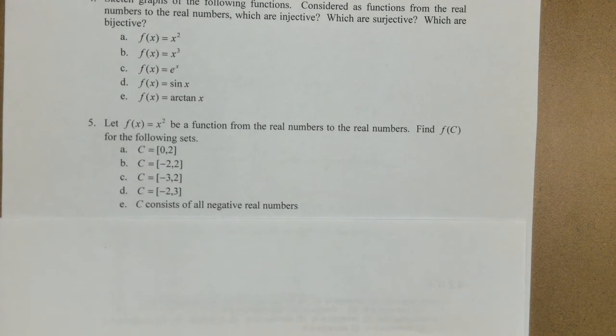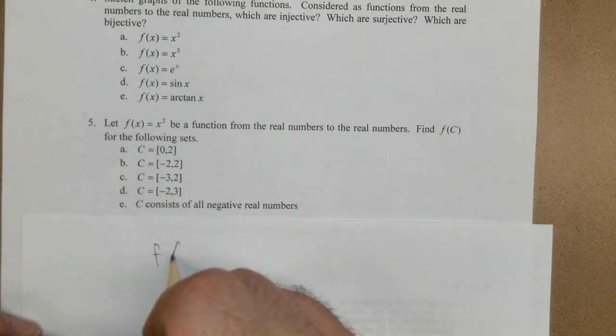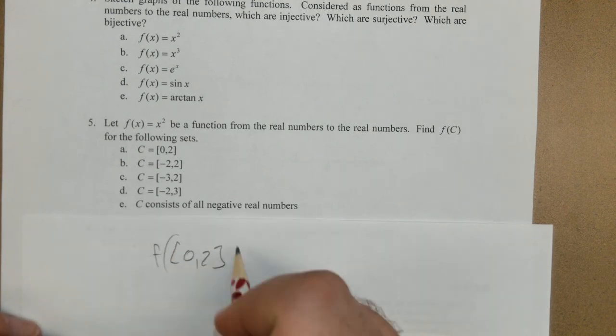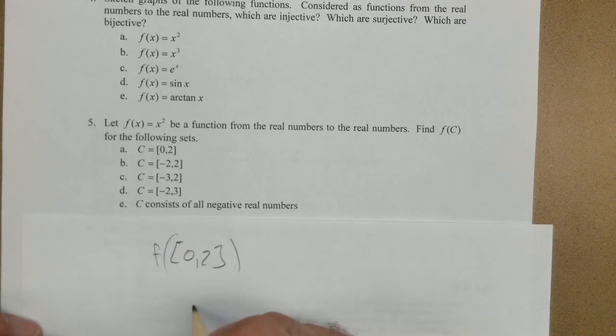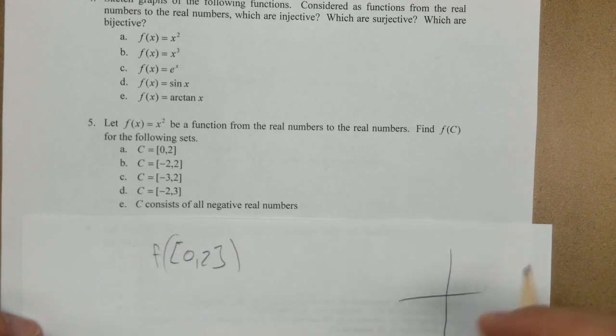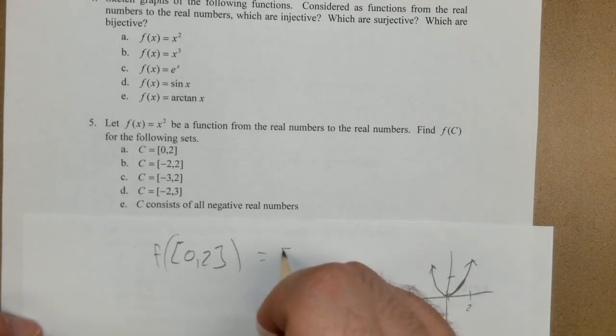So I've got x squared, and I want to talk about the image of these sets. Okay. So the way I'm going to take f of [0, 2] is I'm going to square all these numbers. So if you think about x squared's graph, I'm really asking about, here's the graph, here's 0, here's 2. I'm asking about what are the y values of this strip. Well, they're from 0 to 4, closed.